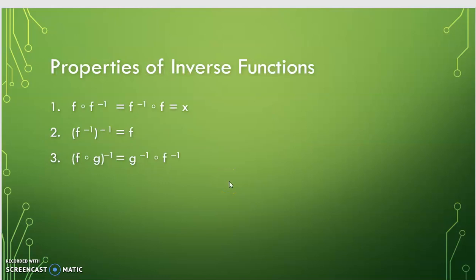Here are the properties of inverse function. First, f of f inverse also equals f inverse of f, and this equals x. Second property, if we try to find the inverse of an inverse function, we should get f. And finally, our third property, f of g inverse also equals g inverse of f inverse.